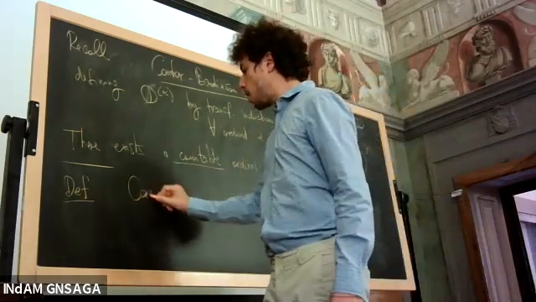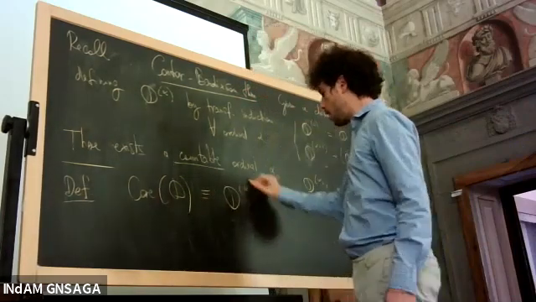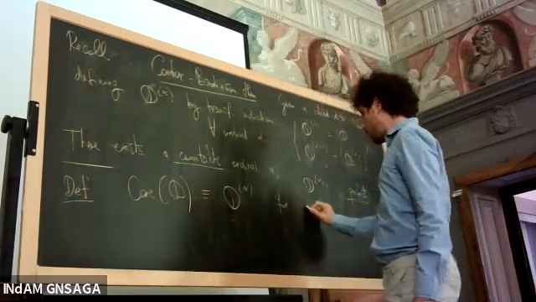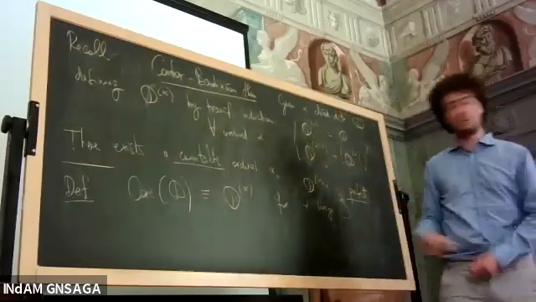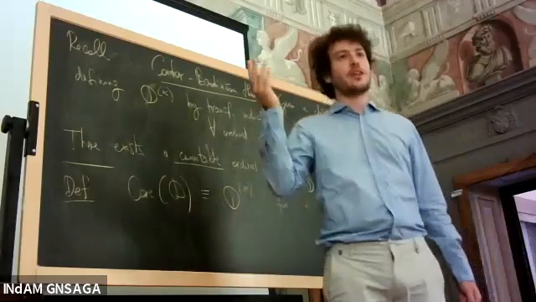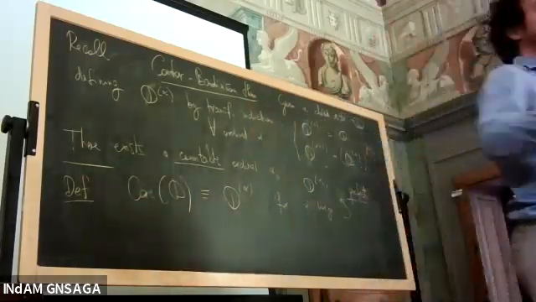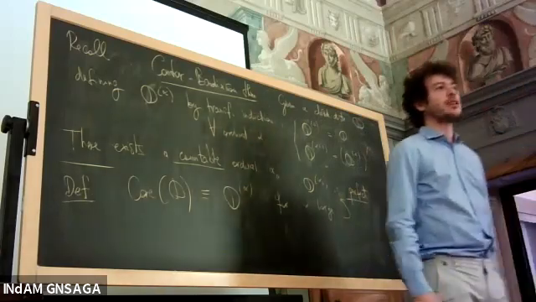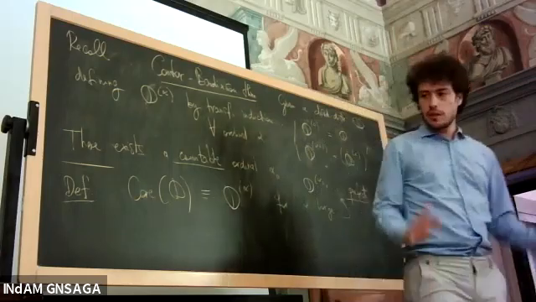So the core of a distribution is just the alpha-th iterate, for alpha large, which means for an ordinal large enough, this is going to be stable. If you want, there is a smallest ordinal for which this stabilizes. So the core is this object.